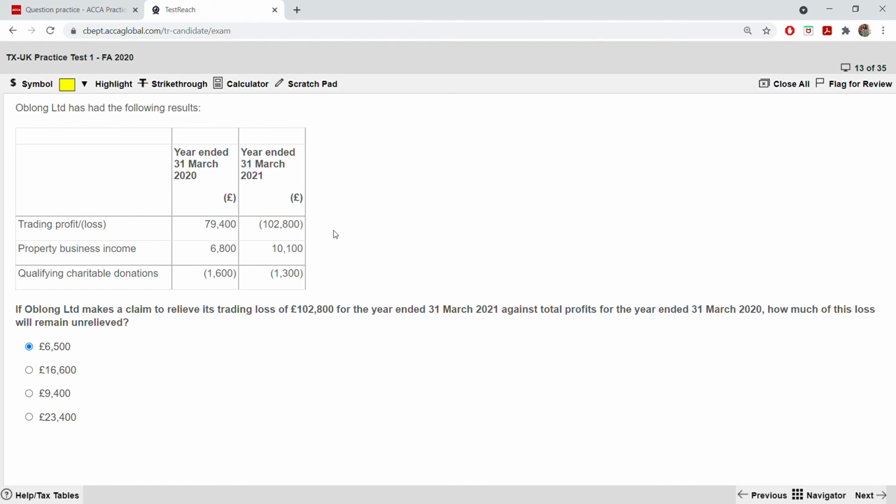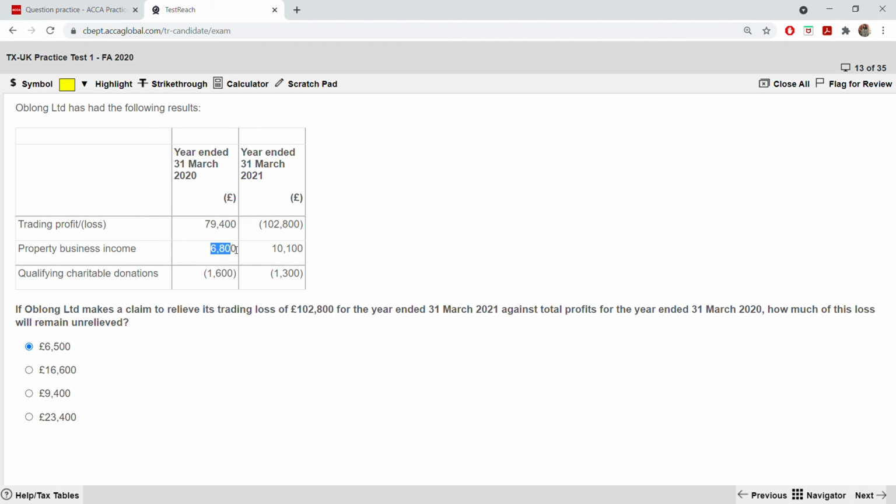So we have a property business income of 10,100. First we are going to utilize the 102,800 with this. Then we go to last year and take this 79,400, and also the property business income from last year, because we can utilize it against last year's property business income. There are rules and regulations, so many rules: what you can utilize, how many years back you can go, what you are taking back, and with what you can utilize.